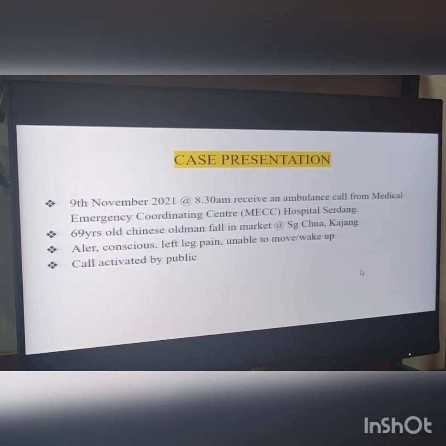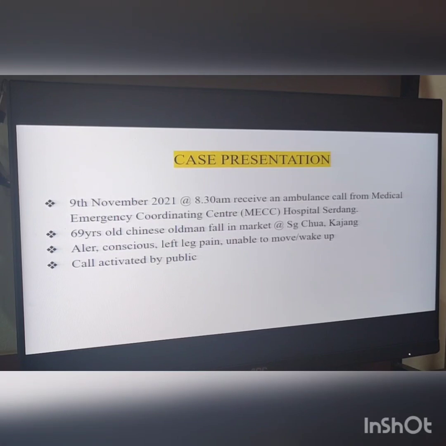Okay, for the case presentation on the 9th of November, the day of my practical, there was an ambulance call at 8:30 in the morning. We received the ambulance call from MECC Serdang. Kajang Hospital is a cluster under Hospital Serdang. MECC means Medical Emergency Coordinating Center. So if you call 999 in the Klang Valley, near Kajang or Serdang, they will divert to Serdang first. Then they will dispatch the call to the nearest hospital or klinik kesihatan.